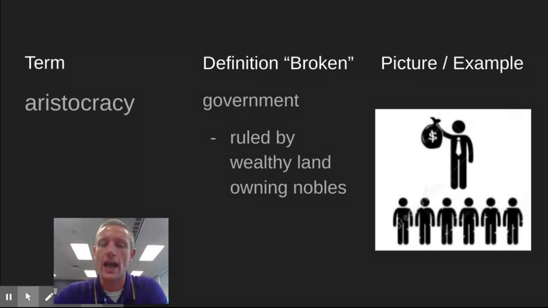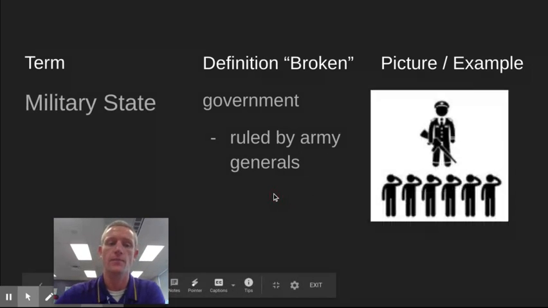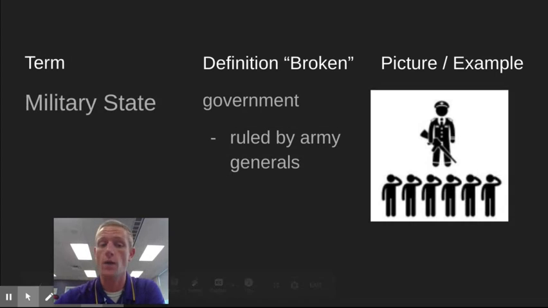An aristocracy is a government that's ruled by wealthy land-owning nobles. In this case, the aristocracy would be the landowners, and you'd have a lot of people underneath them that work for them. It tends to have a lot of peasants and a slave class. A military state is a government ruled by army generals. They have the power because they have the weapons. That's a military state. We're going to see that with Sparta.